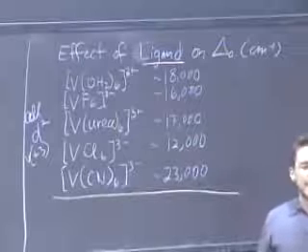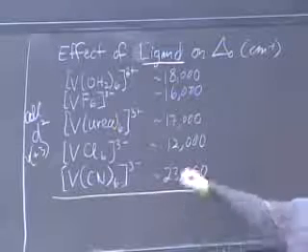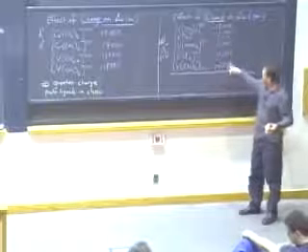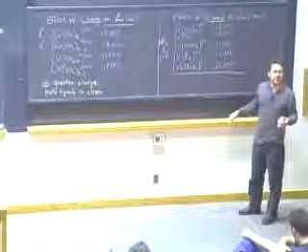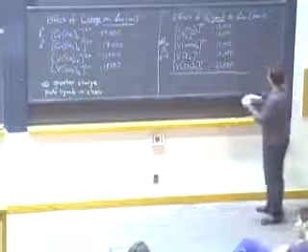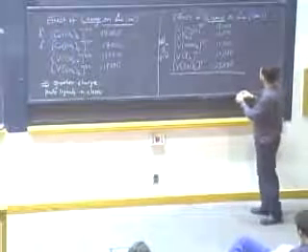So this is the same metal ion, but in 5 different ligand environments, it has 5 very different values of delta O. Okay? And from this, we can derive a spectrochemical series.